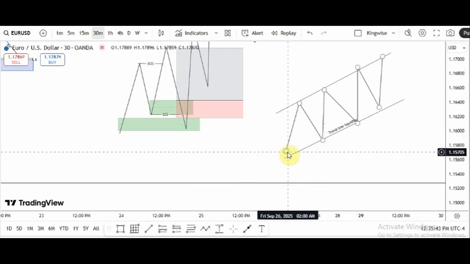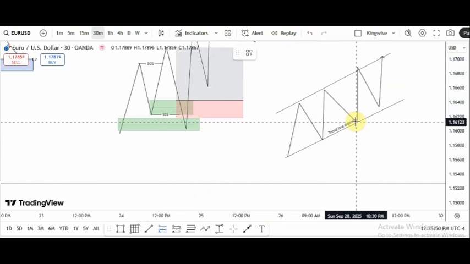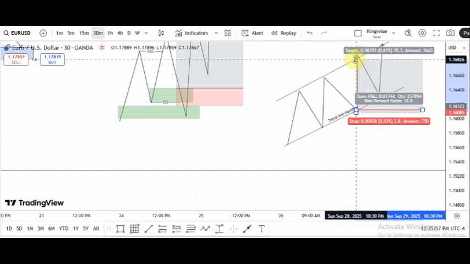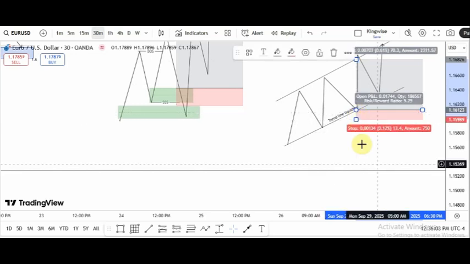After the first bounce, the second bounce, the third bounce, they want to buy from here. They want to buy from here and target this high and target the next trend line zone. Yes, you treat it as a zone. So their stop loss will be here.